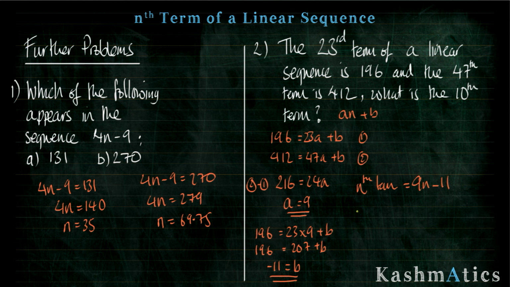So if I want to work out what my 10th term is, I do 9 times 10 take away 11. Now 9 times 10 is 90, 90 take away 11 is 79. So my 10th term is 79.